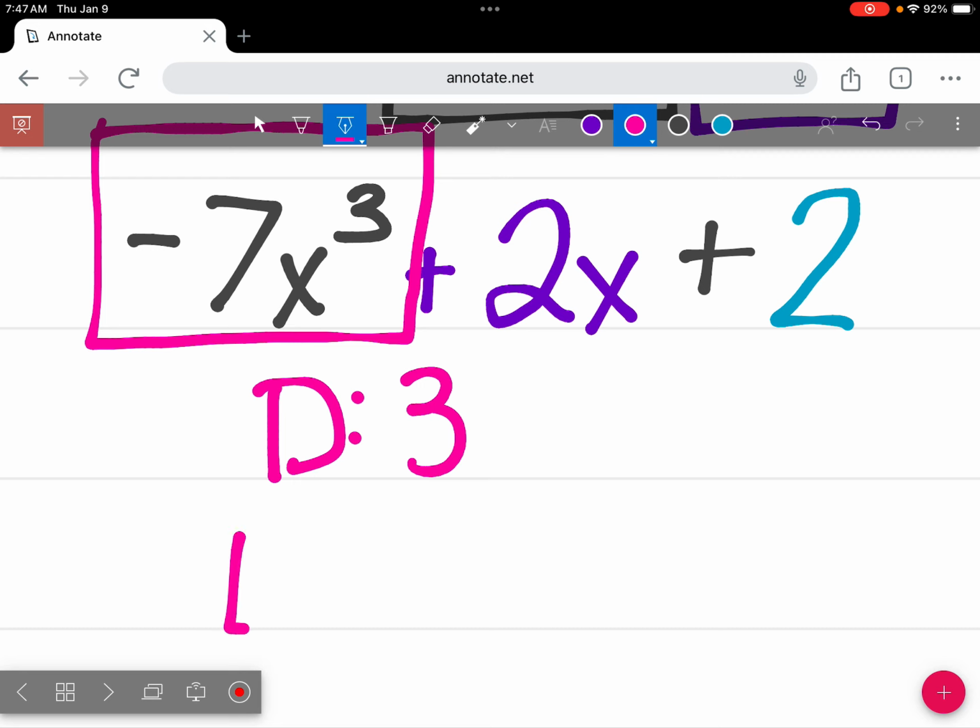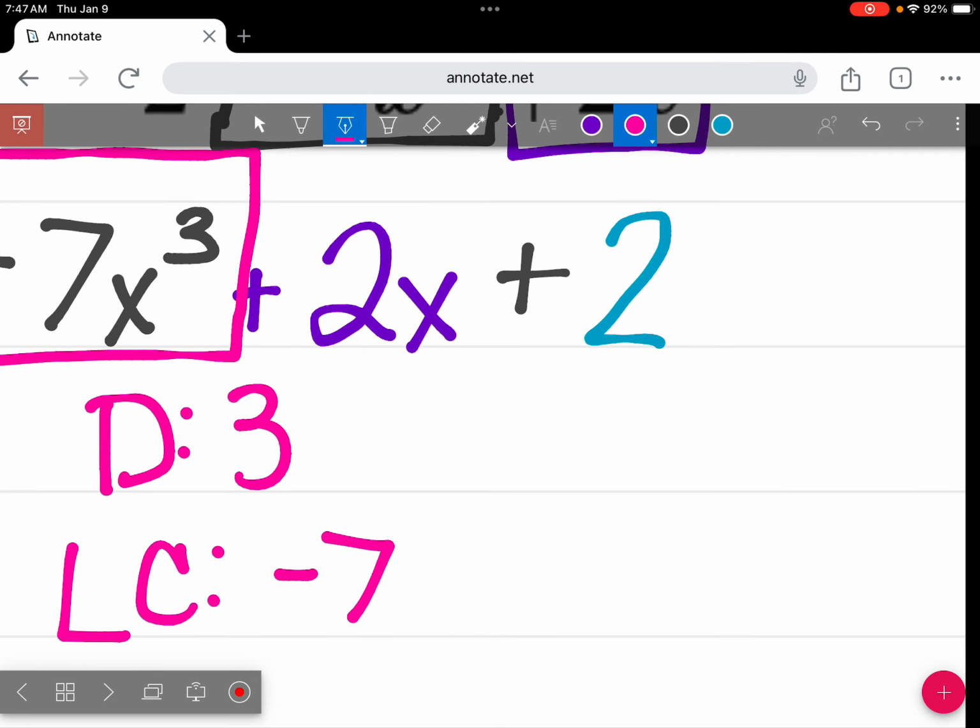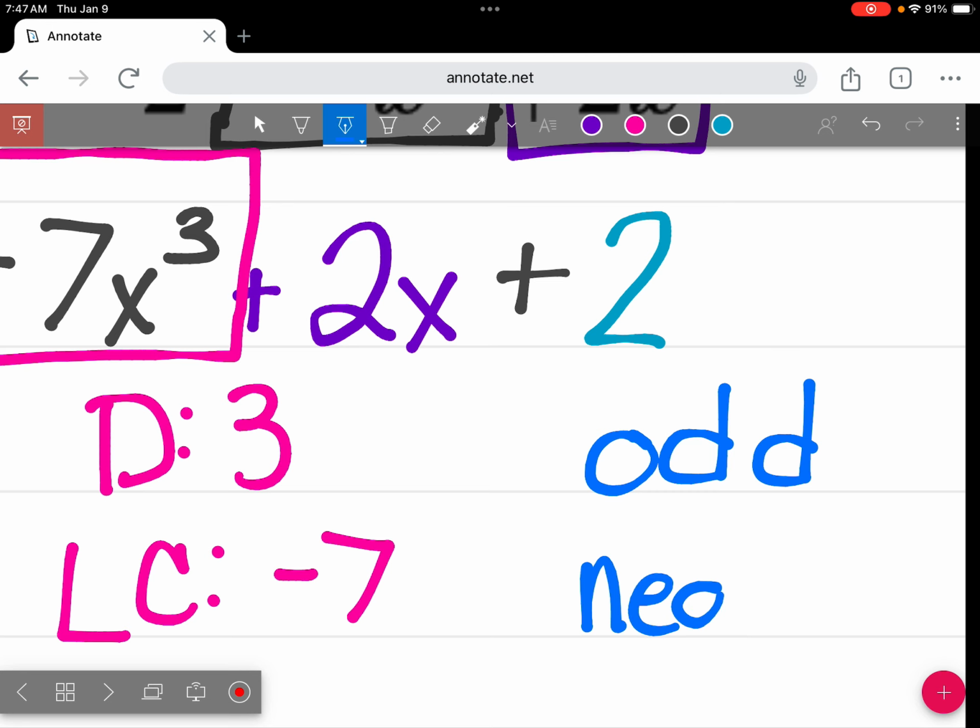And what's our leading coefficient? -7. So are we odd or even? It's odd. The degree tells us if it's odd or even. And is this positive or negative? Just drinking my coffee, so I'll write it afterwards. Negative.